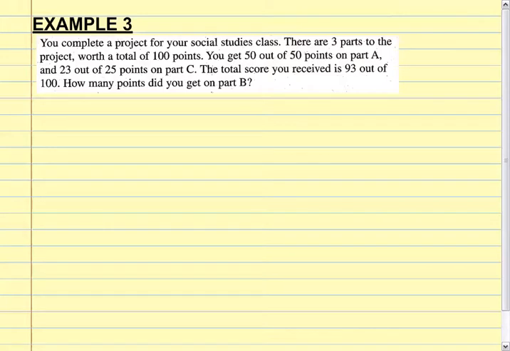Okay, now before you start, just say, give me an expression or an equation with a variable in it that would tell me how to figure this out. Allison, haven't heard from you. Okay, so for part A, you do 50 out of 50, plus 23 over 25, plus x over 25, equals 93 out of 100.